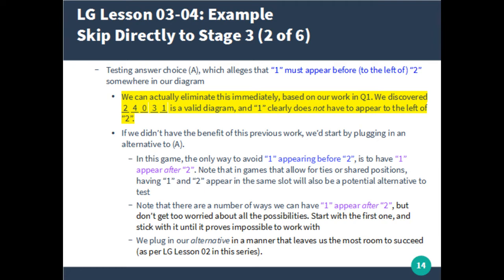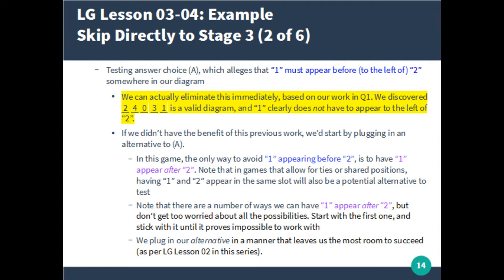So in this game, the only way to avoid putting 1 before 2, as the answer choice suggests, is to have 1 after 2. As a side note, in some different games, not this one, some ordering games actually allow for ties or shared positions, so having 1 and 2 appear in the same slot could also be a potential alternative that you need to test. But again, we don't need to do that here. We are dealing with a very standard ordering situation, no ties, no sharing of slots, so we don't have to worry about that.